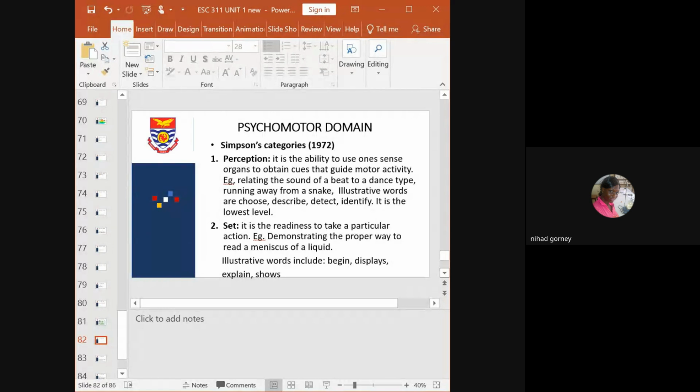So this sound is a kete sound. So let's use a kete dance. Being able to do that is a perception. At that end, you have been able to categorize your skills under perception when it comes to the psychomotor domain.